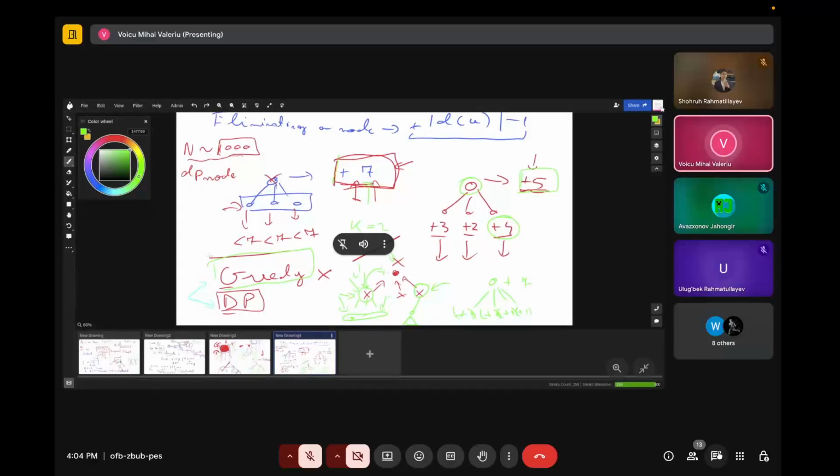So then greedy shouldn't work. So we should try DP. Is it sort of clear by now what the problem asks and what we should try to solve, really?